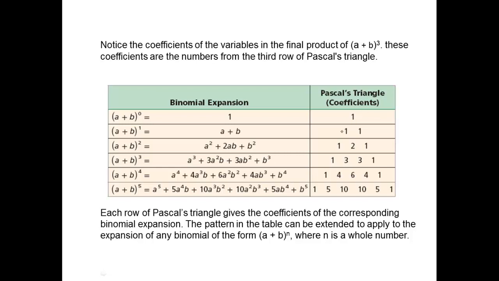Pascal's triangle, which we saw in class the previous day, you get from adding the 2 terms above to get to the next term. So 1 plus 2 is 3, 2 plus 1 is 3, 1 plus 3 is 4, 3 plus 3 is 6. And again, we saw this yesterday in class. Each row of the triangle gives the coefficients of the corresponding binomial expansion.